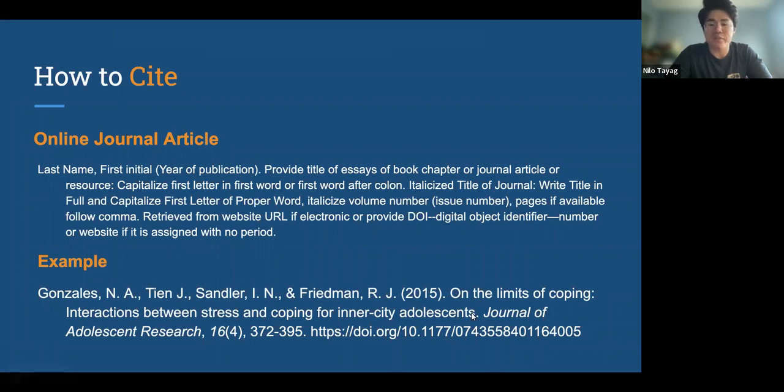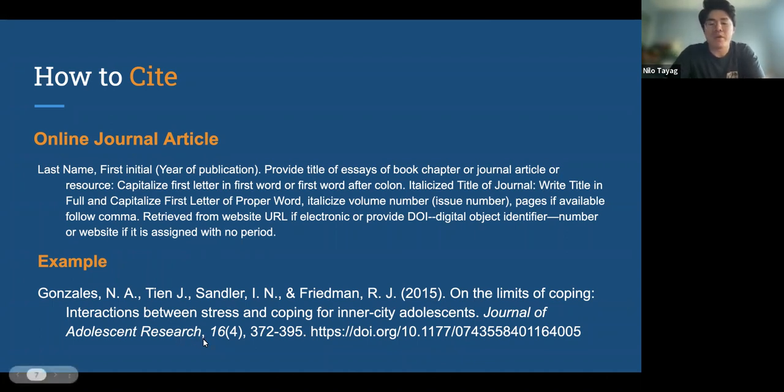So rule of thumb, only the first letter in the first word, or the first word after a colon, is capitalized. We have a period ending the title, and then we have the title of the entire journal itself, in this case, the Journal of Adolescent Research. Notice that everything is capitalized in the journal title, though. First letter of every proper word, so "of" won't be capitalized, but "Journal" and "Adolescent" and "Research" will be. And of course, the name of your journal is italicized.